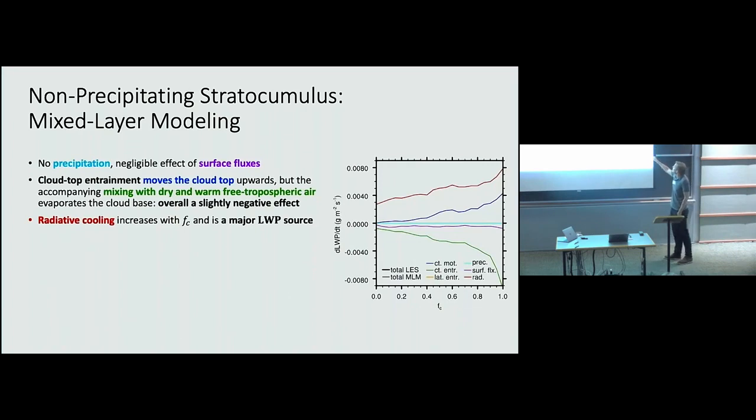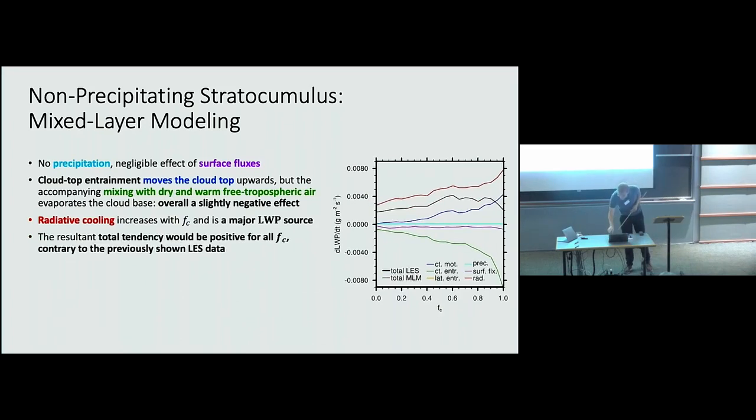First of all, cloud top entrainment decreases the liquid water path because we entrain warm and dry air from the free troposphere, which is evaporating the cloud. But we have a slight positive contribution due to the upward motion of the cloud top, allowing slightly deeper clouds. So overall, we have a slightly negative impact of these two cloud top entrainment related processes. Last but not least, we have the radiative cooling, which is the most important term here, and it's the major liquid water path source for these clouds.